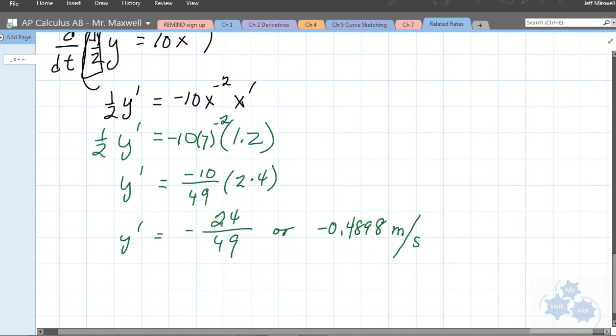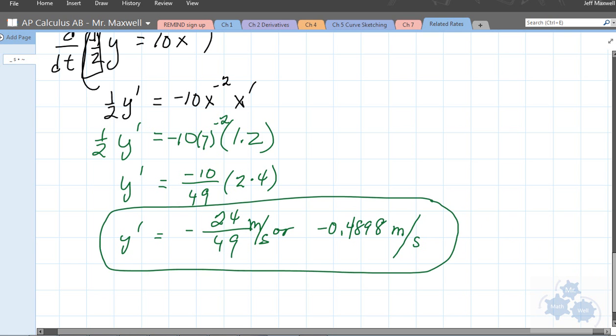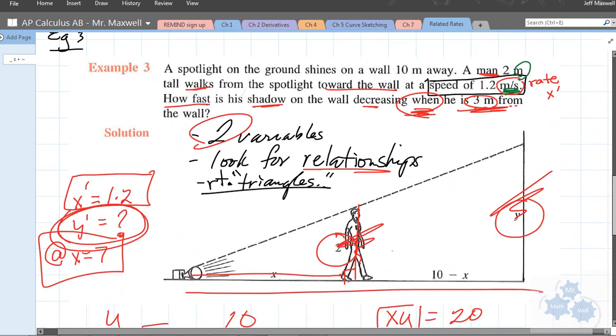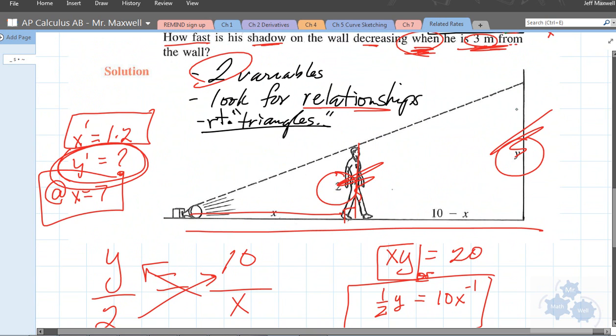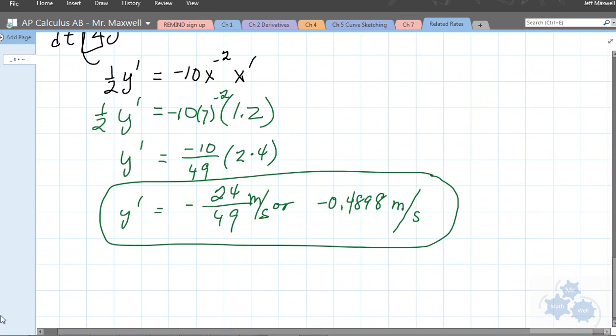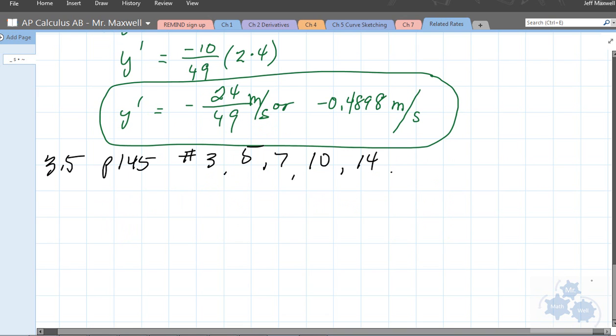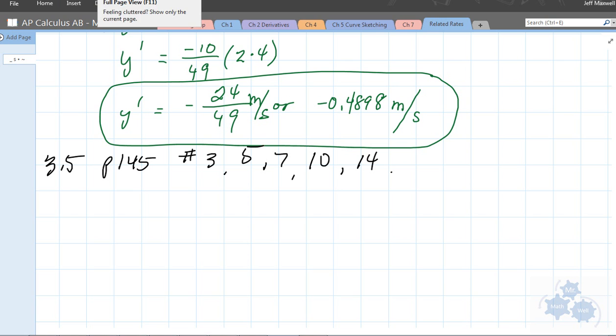So here we go. Either one is fine, the fraction or the decimal form, but that is the speed. So if he's moving at 1.2 meters per second, his shadow is moving down quite a bit slower, which makes sense. The shadow would move a little bit slower as he's moving towards the wall, but it's also decreasing. Okay, that's that question.